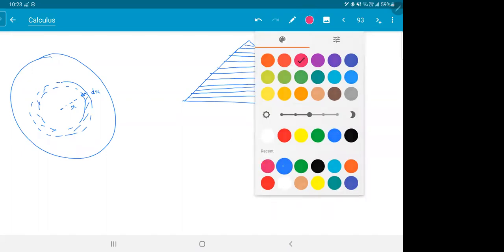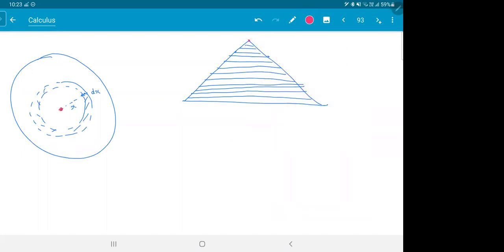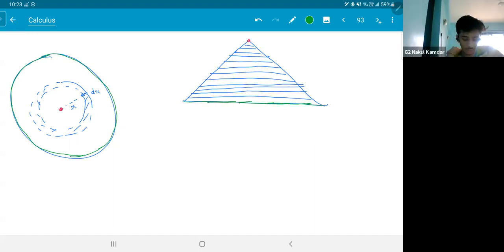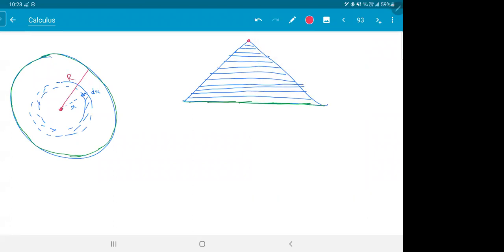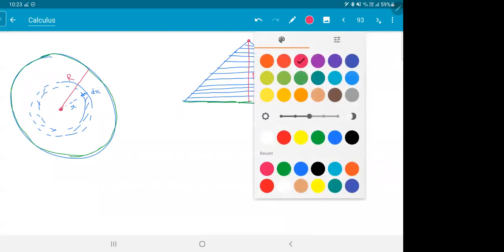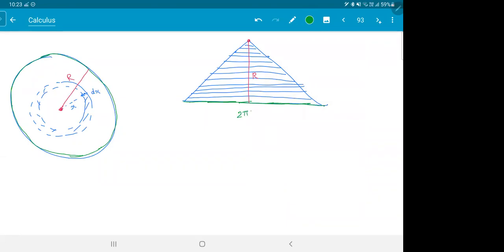Then if you see, this center would be here, agreed? Can you tell me where this will be? The base of the triangle. The base, the bottom, the longest one. This is R. Where will that be? The radius will be the height of the triangle, and the base will be the circumference of the outermost one.